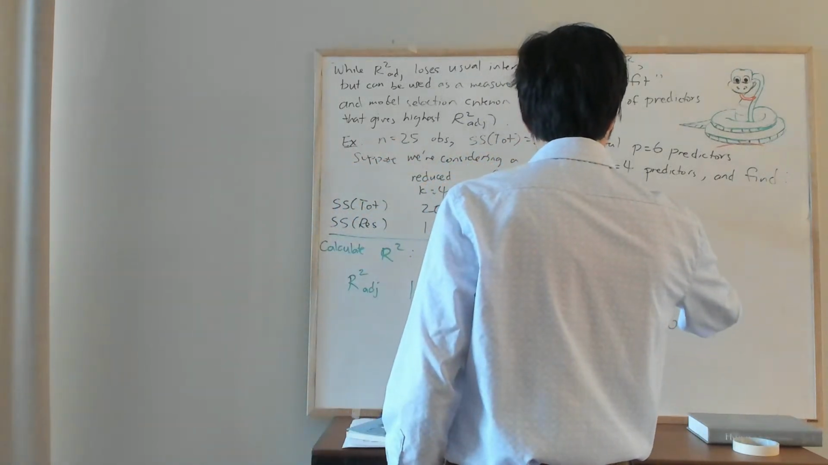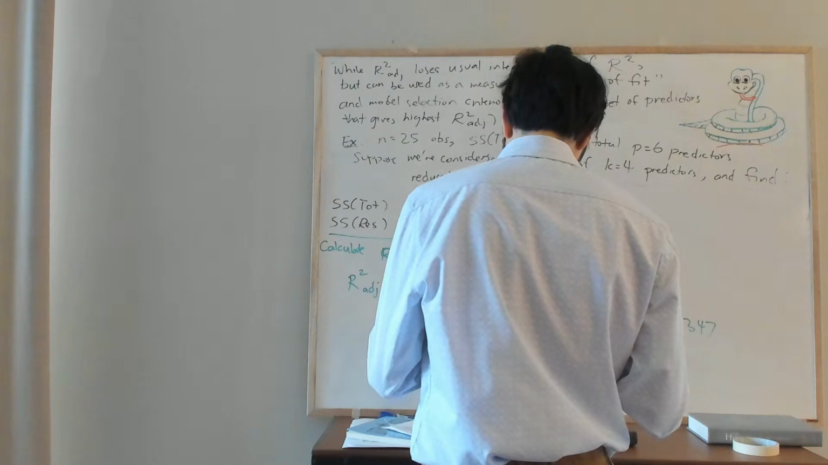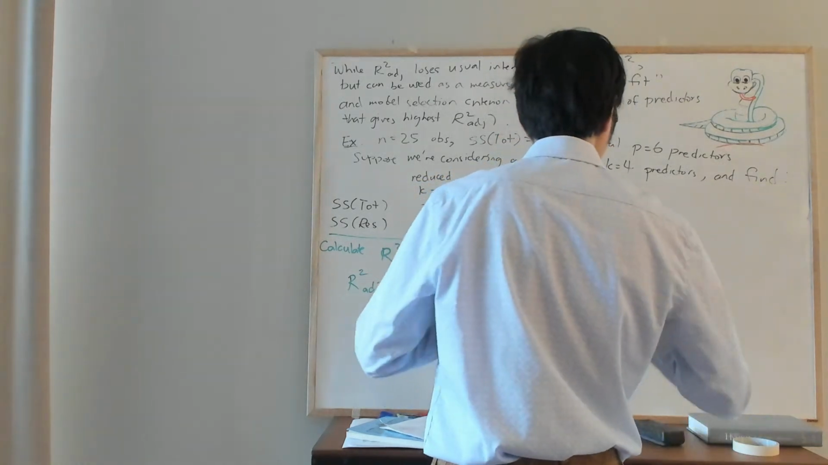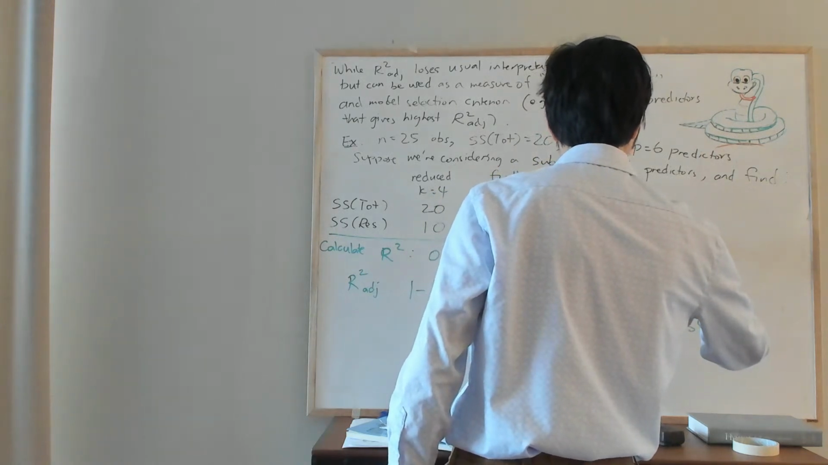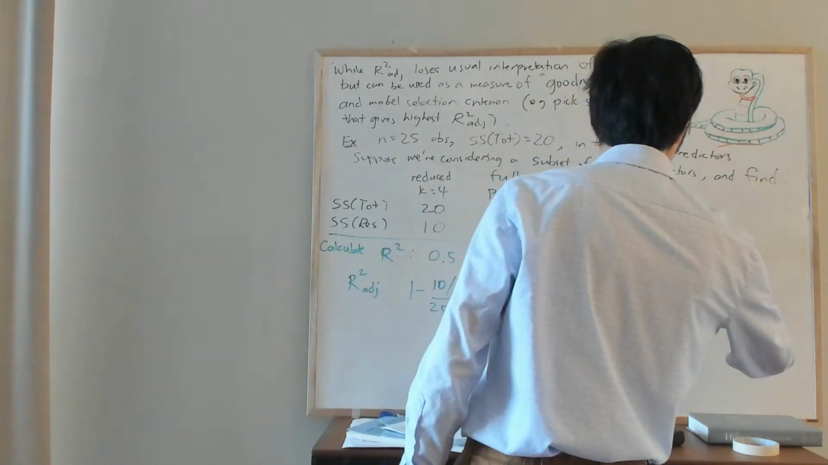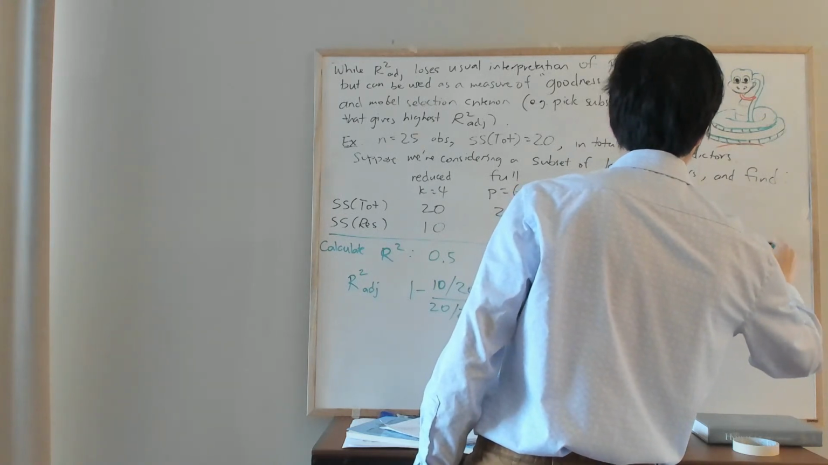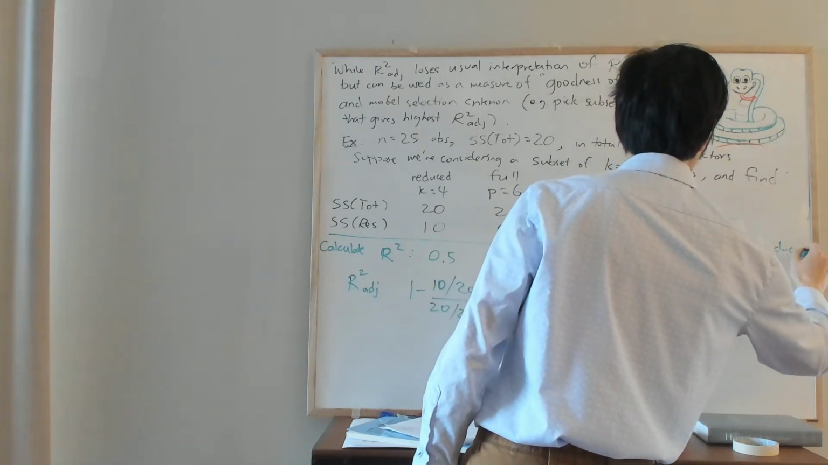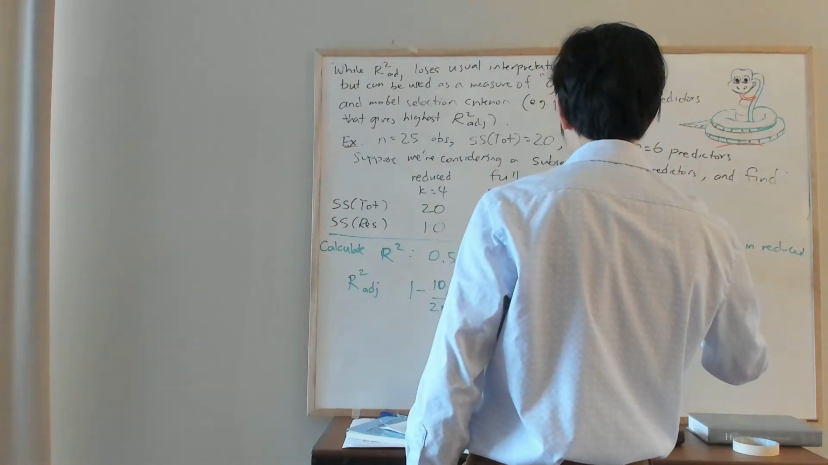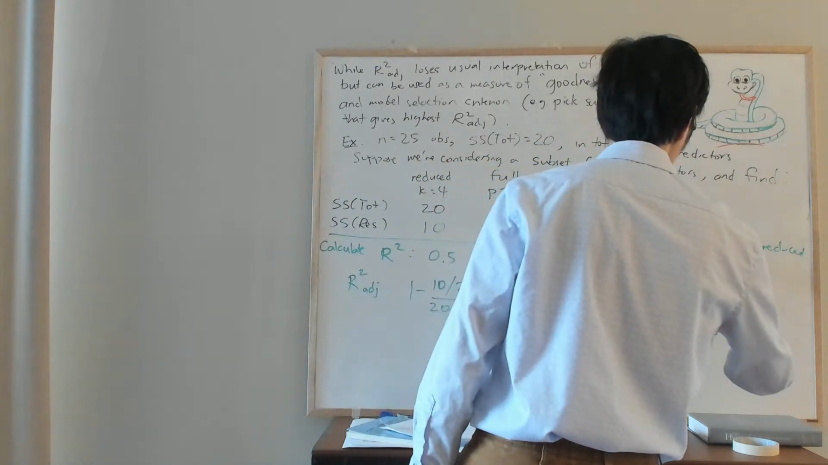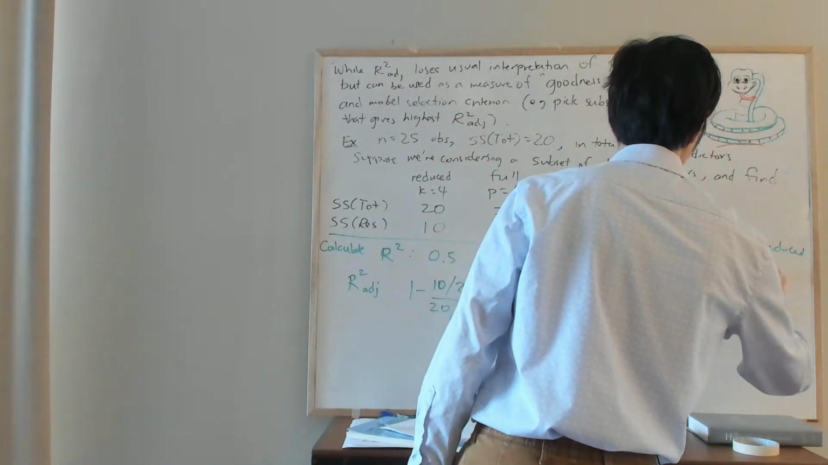Just to remind you here, let's make a note. n minus k minus 1 is the degrees of freedom of the residual in the reduced model. And then here, n minus p minus 1, because we're dealing with 6 predictors, would be the degrees of freedom in the full model.